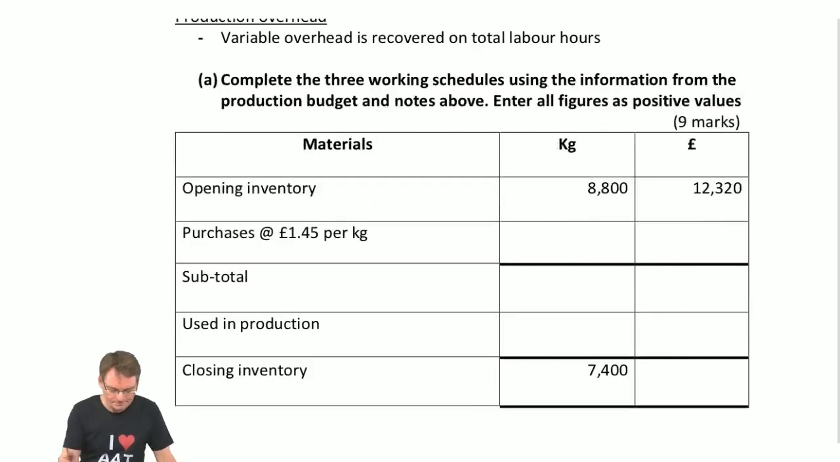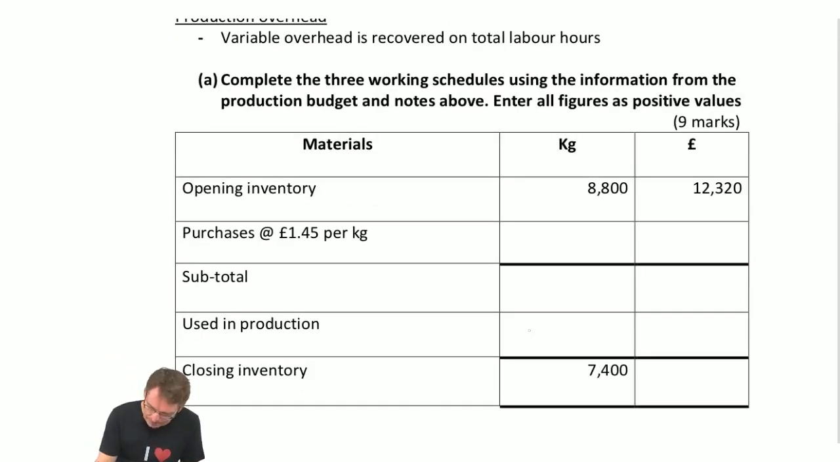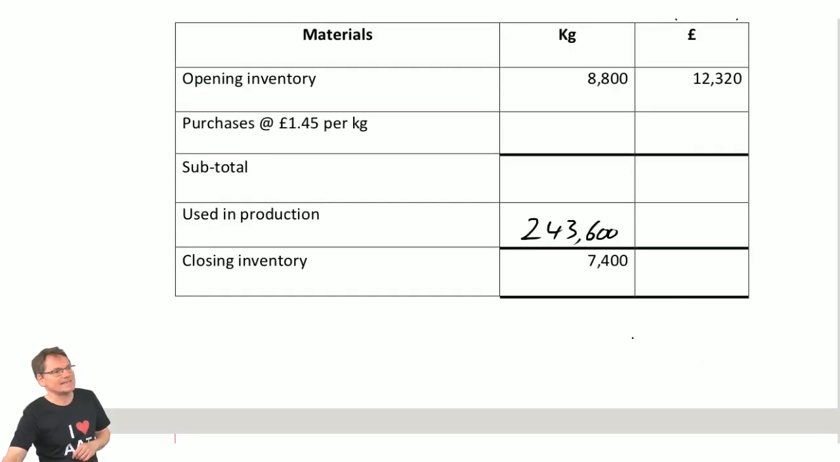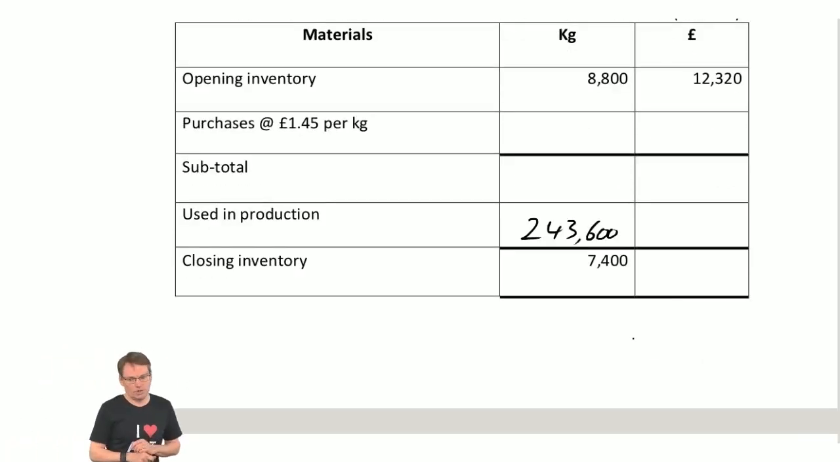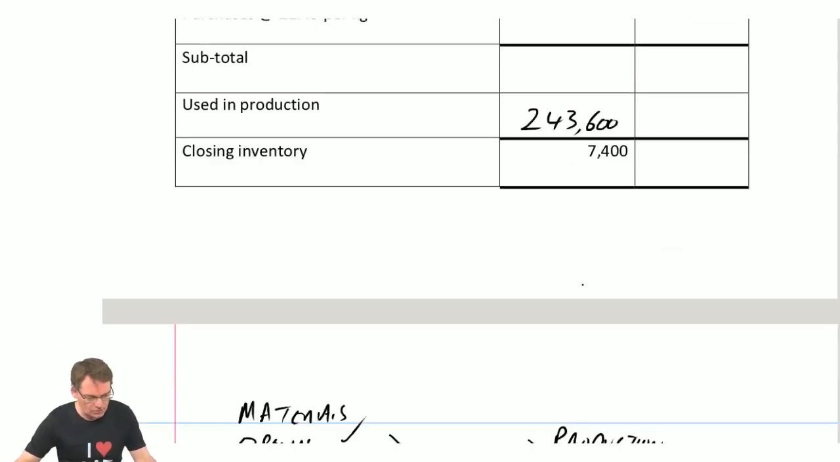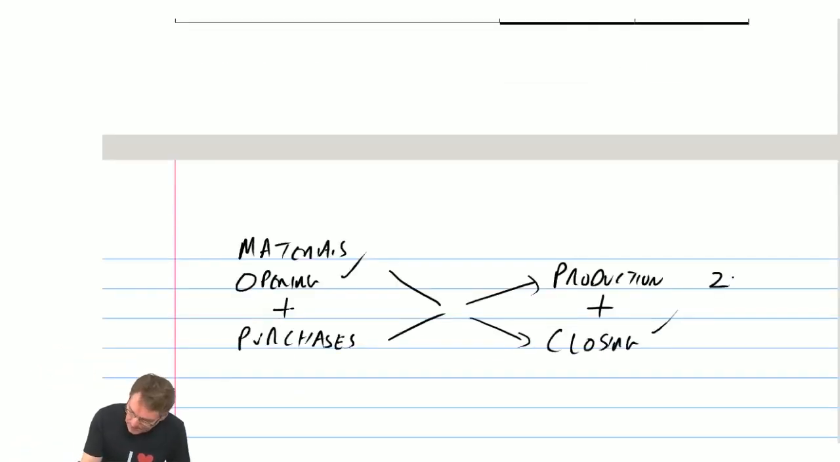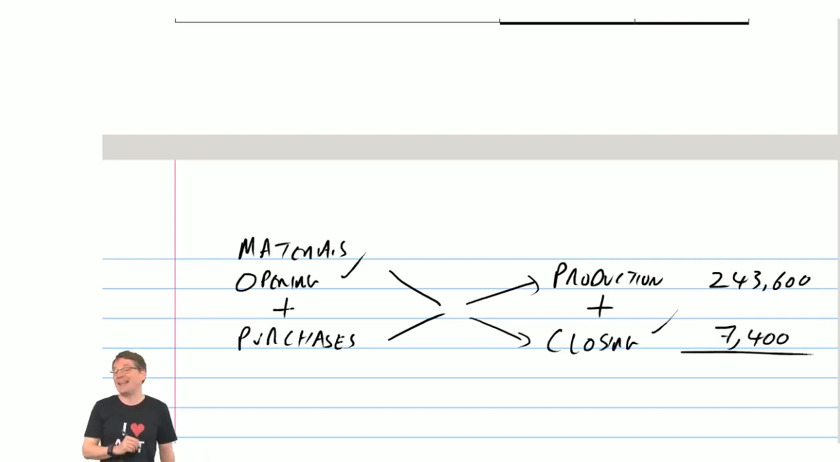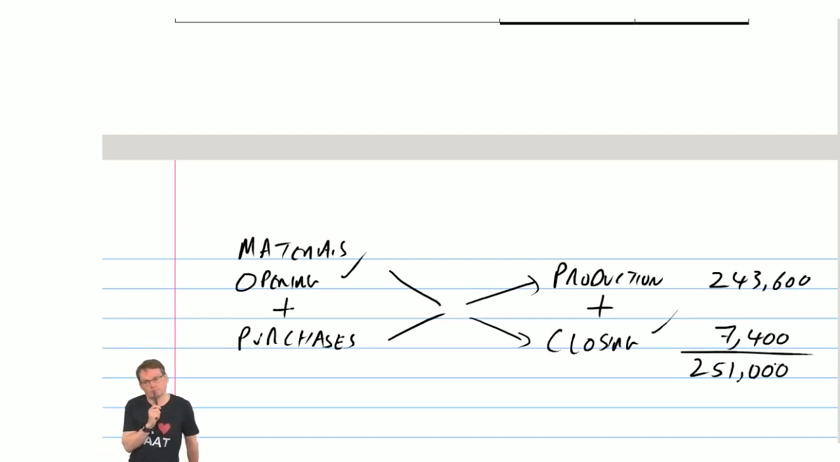So 243,600. That's how many we used. Now, I'm just going to put those into my little working. 243,600 is what we used. We know that 7,400 was what we had left. Those two together come to 251,000. I know because I checked earlier.